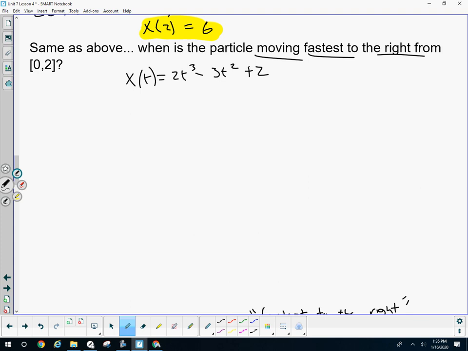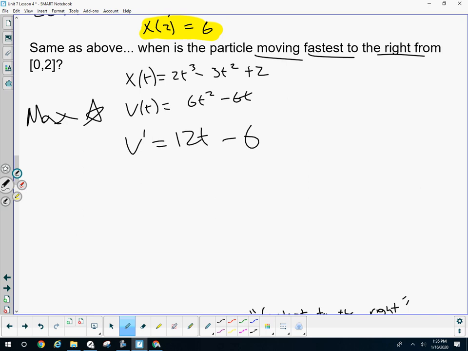Take the derivative of the derivative. I would need to first get a velocity function. And then, fastest to the right would be the max of v. Take the derivative of v, set it equal to 0. Does that make sense? So, I say to find a max or min, take the derivative, set it equal to 0. Make sure you're taking the derivative of the correct function. Whatever you're trying to find the max or min of, you take the derivative of that.